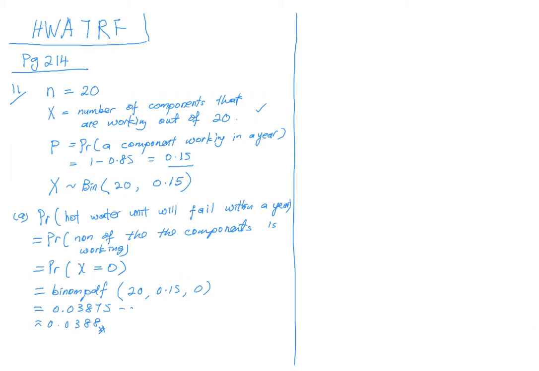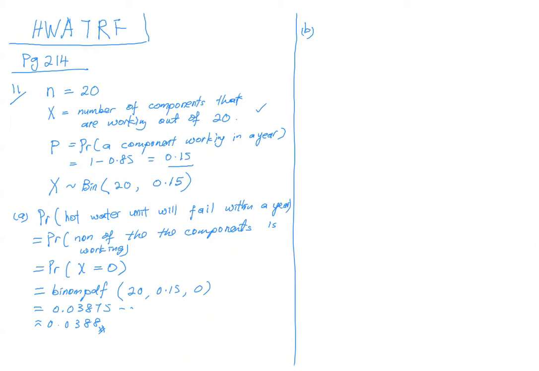So the way you define your X is very important. Understand or not? Okay, then the number that you see there, you have to be very careful because 0.85 is failed. So I want working. So 1 minus 0.85. See or not? Okay, now B.